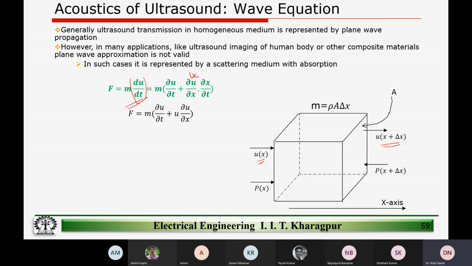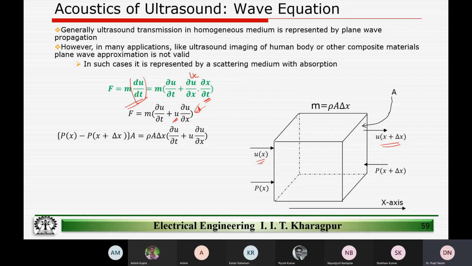So then, but del u del x itself, if I rewrite this equation, del x del t is nothing but u. Del x del t is nothing but the velocity of the particle. So I'm writing the force as mass multiplied by del u del t, multiplied by the velocity and the change in velocity as a function of x itself, right?